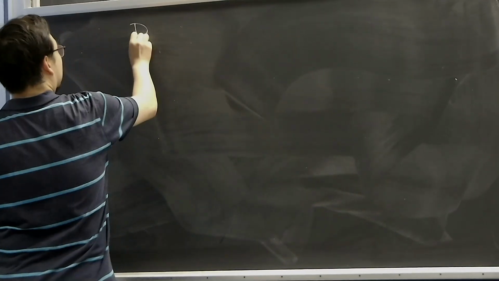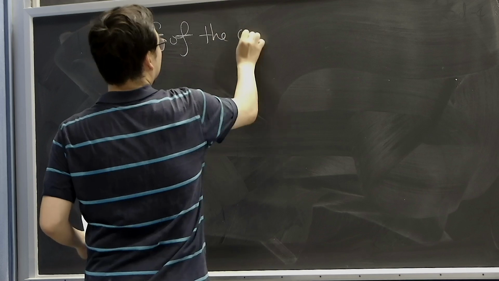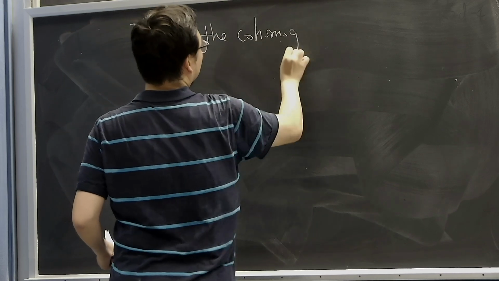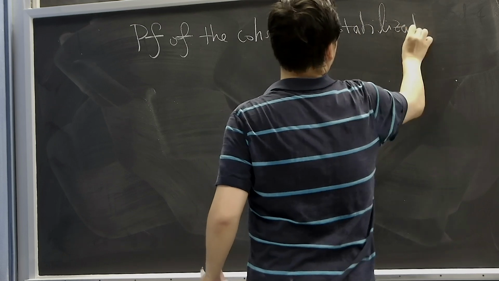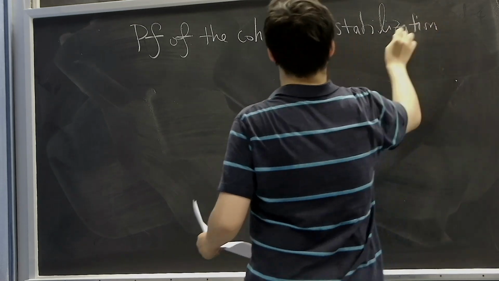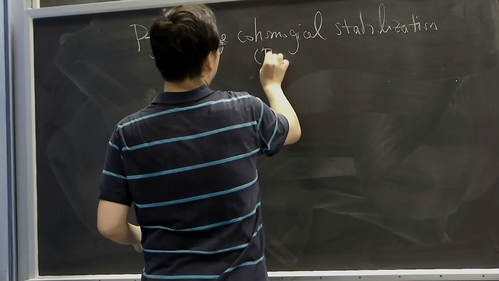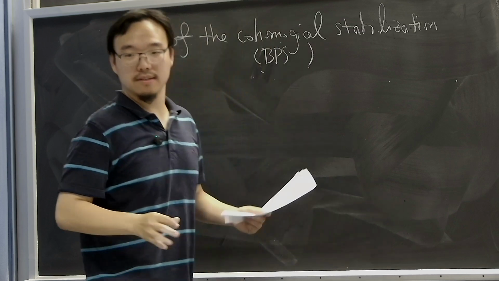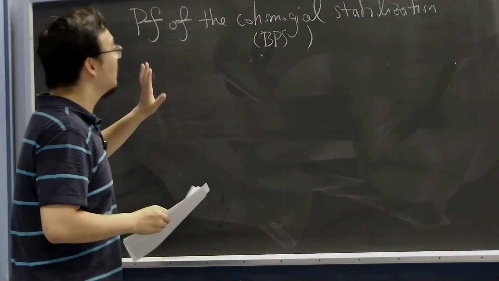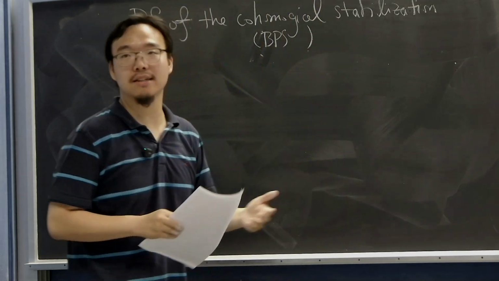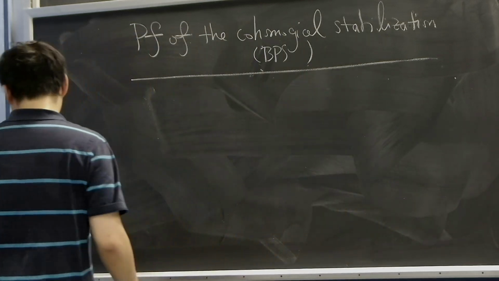Proof of the cohomological stabilization. So this will be theorem B? Yes. Even the BPS one. Actually the BPS one is easier to prove. So even if you care only about the cohomological statement, using the refinement is helpful, as you will see. Okay, so there are several steps.